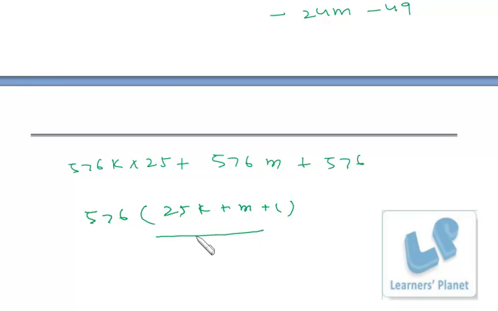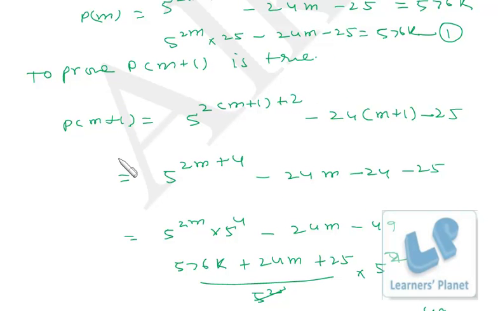So you can assume this to be any new number. So 576x. Precisely we have to show that it is a multiple of 576. That means this P(m+1) is also true whenever P(m) is true. Again the same statement you have to write down: P(m+1) is true whenever P(m) is true. Hence by the principle of mathematical induction it is true for all n belongs to N.